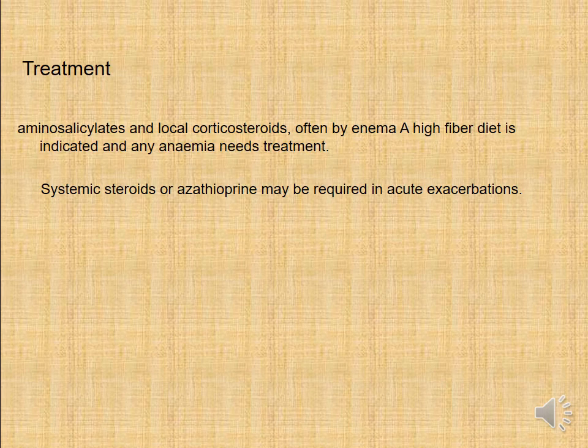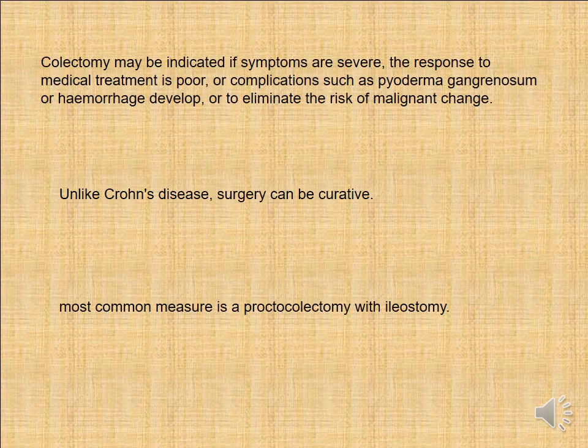How we treat ulcerative colitis, we start with medication. We use aminosalicylate and local corticosteroids, often by enema. For anemia, a high fiber diet is indicated, and anemia needs treatment. Systemic steroids or azathioprine may be required in acute exacerbation cases. Colectomy may be indicated if symptoms are severe and the response to medical treatment is poor, or complications such as pyoderma gangrenosum or hemorrhage develop, or to eliminate the risk of malignant change.